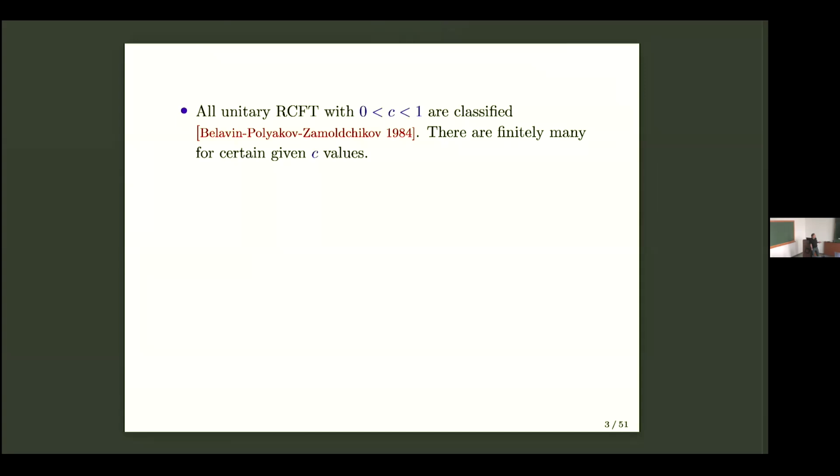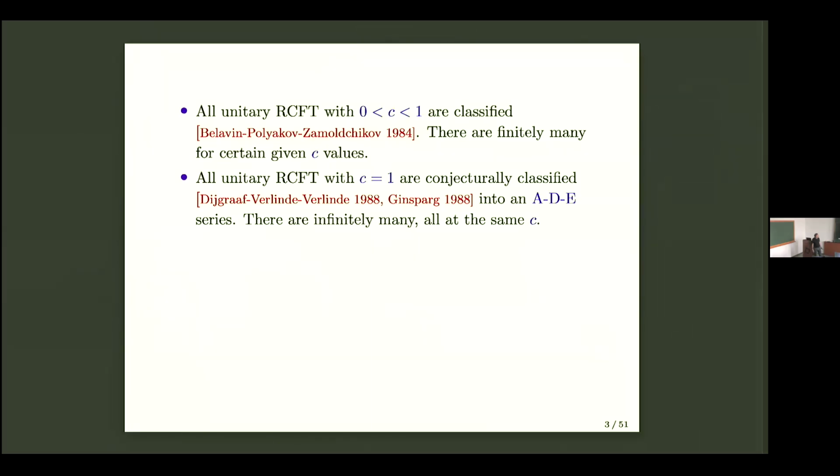Okay. Now, what do we know about classification to date? All unitary rational CFTs with 0 < c < 1 are classified by BPZ. There are certain c values between 0 and 1 for which there exist one or more theories. There are also many c values for which there doesn't exist anything. But we know the answer in every case.